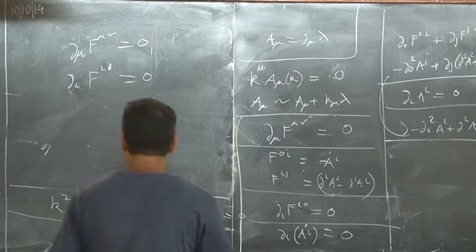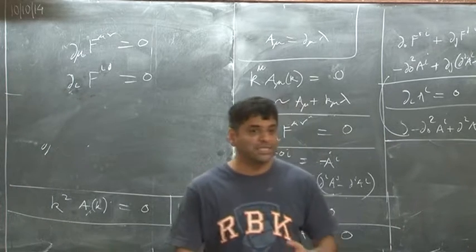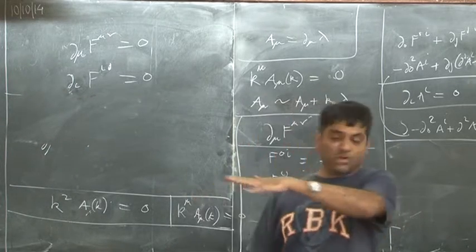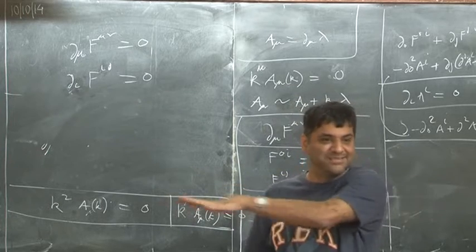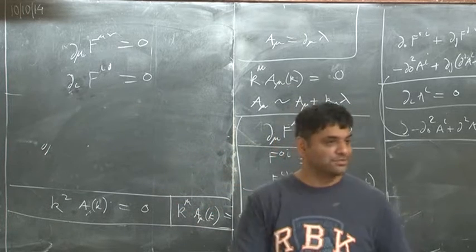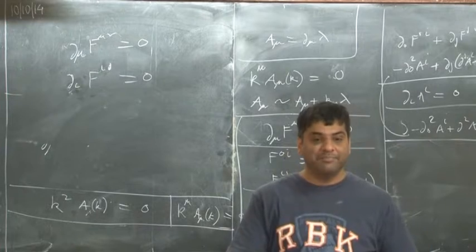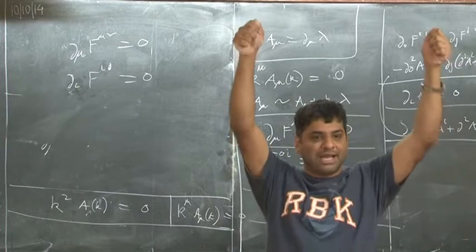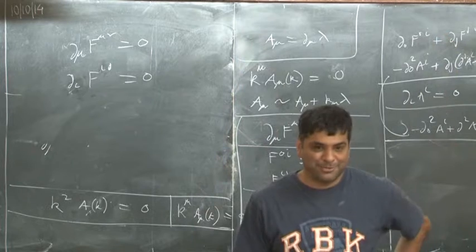So, what is the structure of Maxwell's equations? You can't put whatever data you want on your slice. You have to choose the data to be constrained by the structure. Once you've chosen that data, it is evolved forward in time by the dynamical equations.